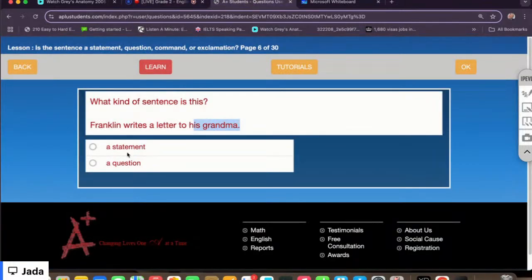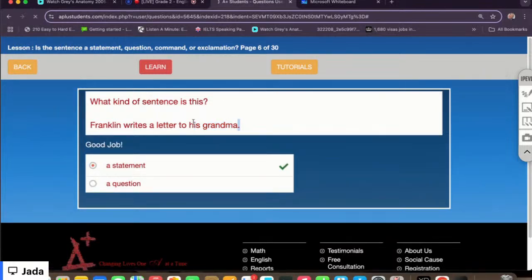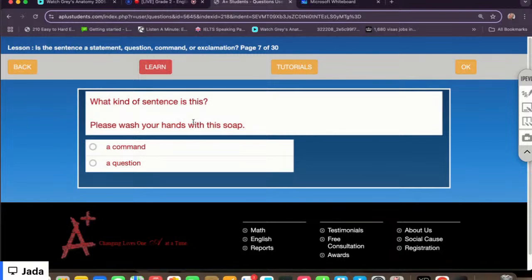Okay, so we have a statement here as well because it ends in a period and it's telling us what Franklin does. And we have, please wash your hands with this soap. So, is this a command or a question?